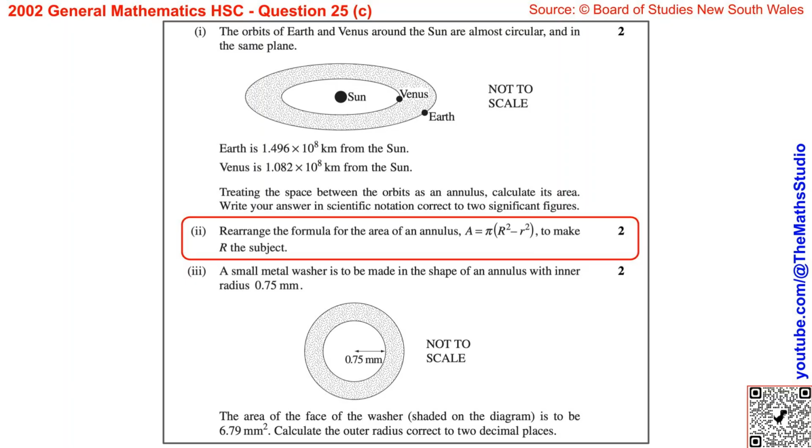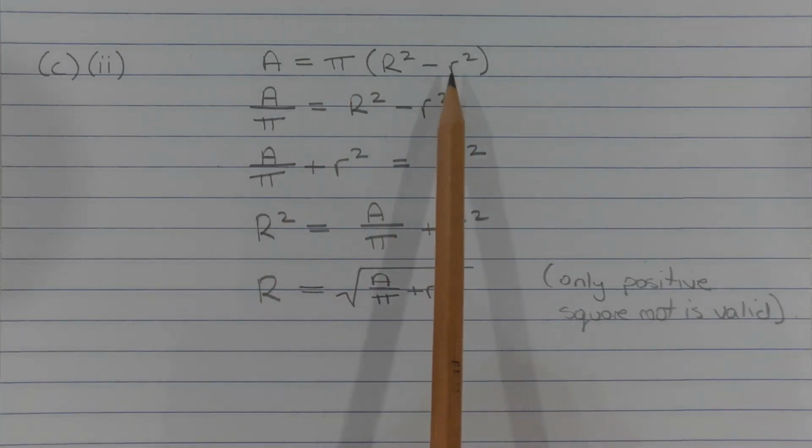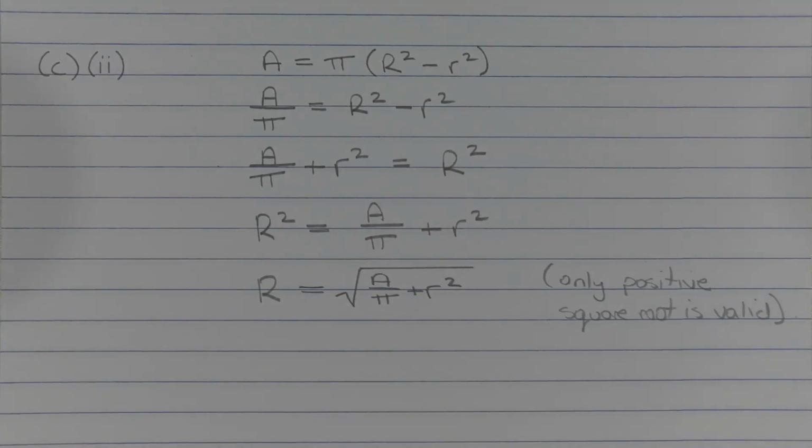Part 2. Rearrange the formula for the area of an annulus, A equals pi times (capital R squared minus r squared), to make capital R the subject. In the area formula for an annulus, capital R represents the radius of the big circle and r represents the radius of the little circle.